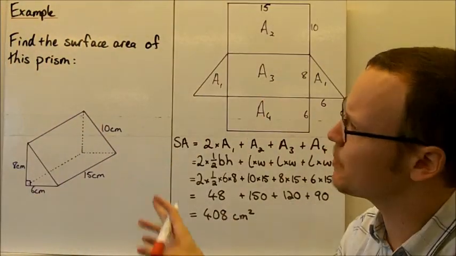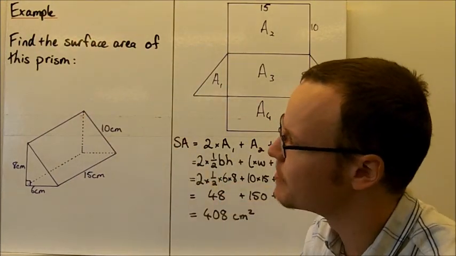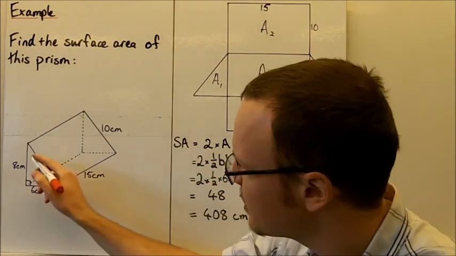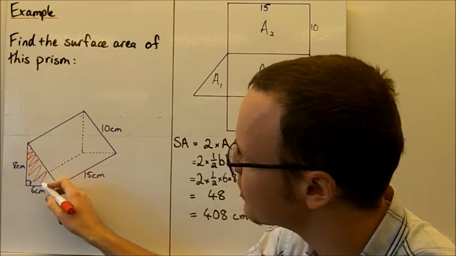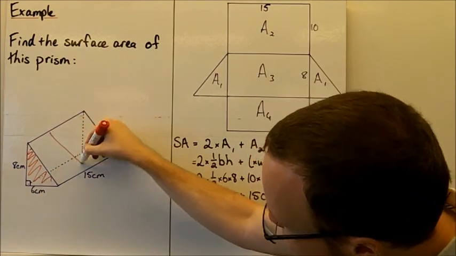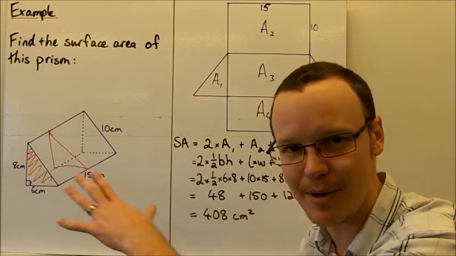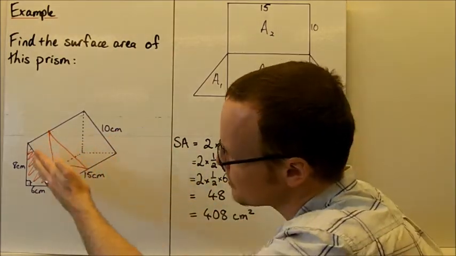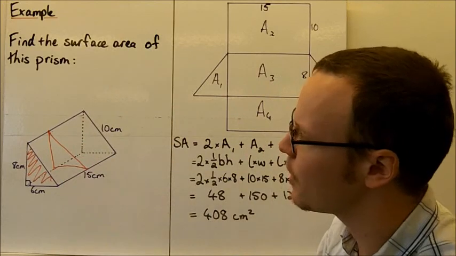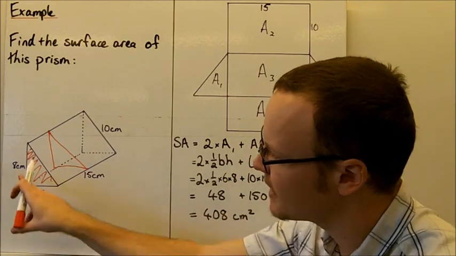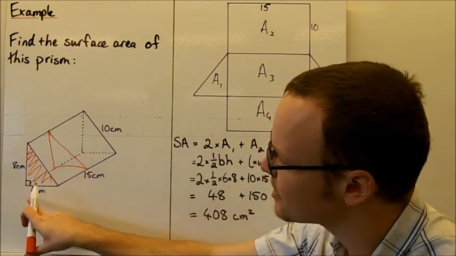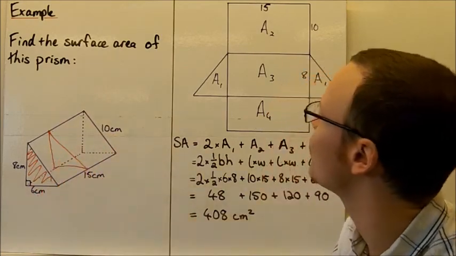So here we've got an example. Find the surface area of this prism. Firstly, it's a triangular prism because we've got a triangular cross section. If I was to cut anywhere through here, I would get the same triangular shape. My drawing's terrible, but you get the idea. If I was to cut all the way through there, I would get the same triangular shape: 8 centimetres on this side, 6 centimetres on this side, and 10 centimetres on the hypotenuse.